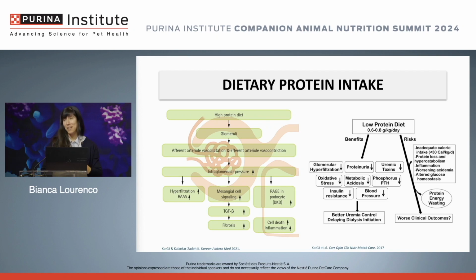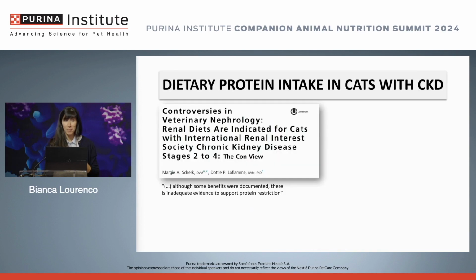Now, there's some debate about the pros and cons of reducing protein in people with chronic kidney disease, with benefits being improving glomerular hyperfiltration, proteinuria, and uremic toxins, for example, and potential risks being energy wasting, specifically protein energy wasting, and loss of lean body mass. So the overall recommendation really focuses on reducing protein while ensuring that lean body mass is preserved. Now, you better believe that if there's some debate for omnivores, there's definitely a debate for carnivores as well, right?